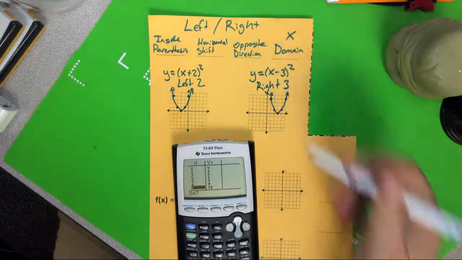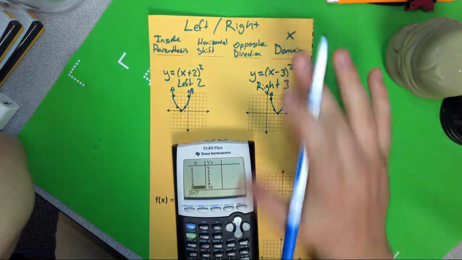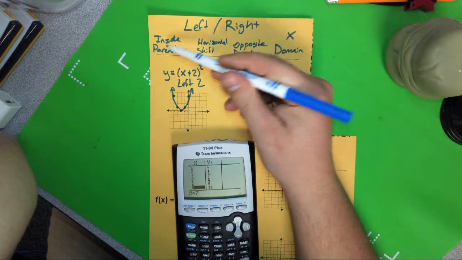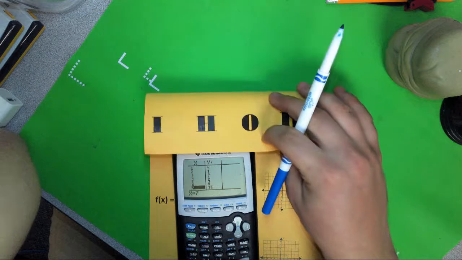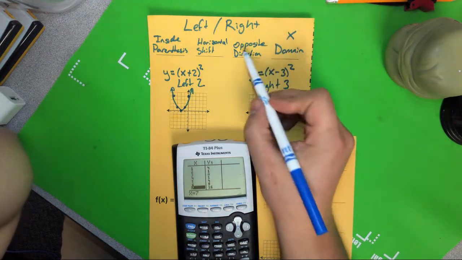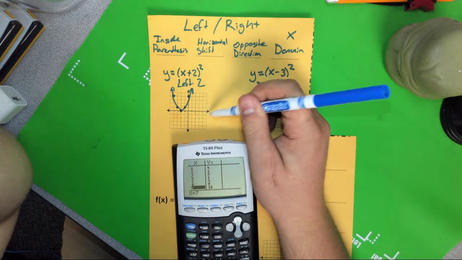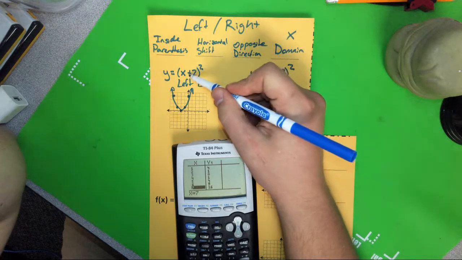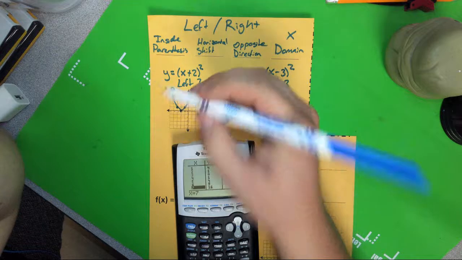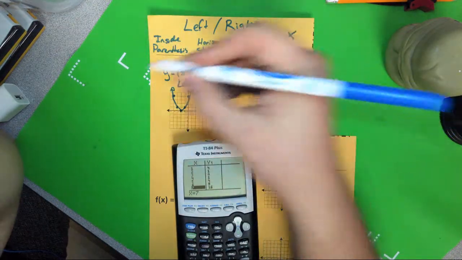Now, before moving on to the up and down ones, let's solidify this real quick. Check it out. All of these left and rights are inside the parentheses, so that's the I from our IHOD. They're all horizontal shifts, meaning left and right. Now, the opposite direction. Our positive x direction is to the right. But notice when we're adding 2, we go to the left. That's where the opposite comes in. So when we're adding 2 in the parentheses, really that means we're going to the left 2, which is the opposite of what we would think.